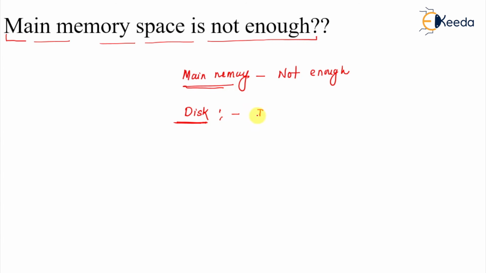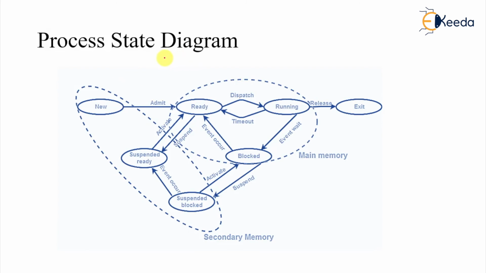That waiting can occur for an IO event, or it can also be a suspension from the ready state. We are forcibly taking some processes out of the main memory because there is not enough space available. So that is another dimension in this process state transition diagram. Though this has not been stressed much in the examination, this is the process state transition diagram with space allocated in the disk if the main memory space is not enough.